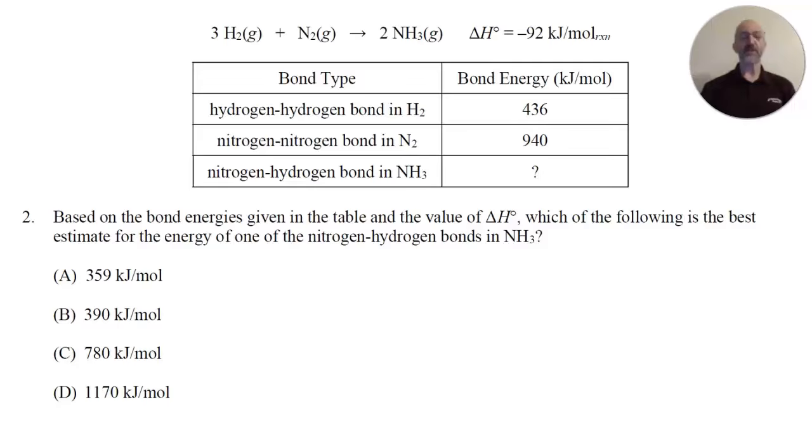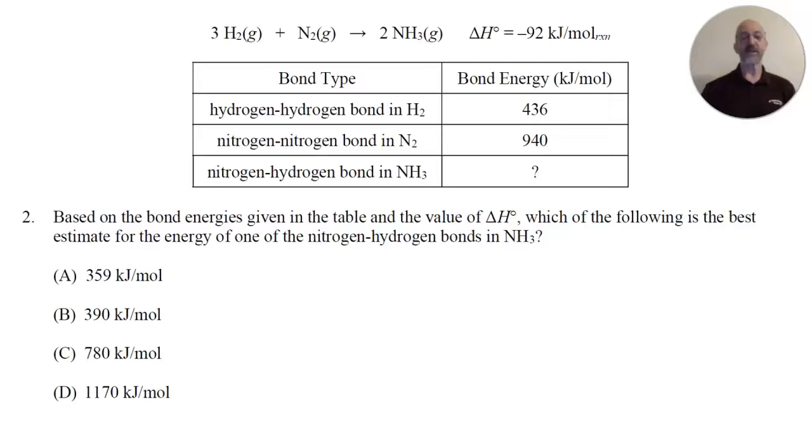In question 2, we are given a balanced chemical equation in which hydrogen reacts with nitrogen to produce NH3. And we can see that the change in enthalpy, or the delta H, for the reaction represented by this equation is negative 92 kilojoules per mole of reaction. We are also given a data table with some bond energy values, but this table is incomplete. There is a question mark for the nitrogen-hydrogen bond in NH3.